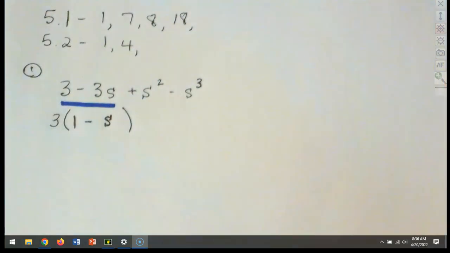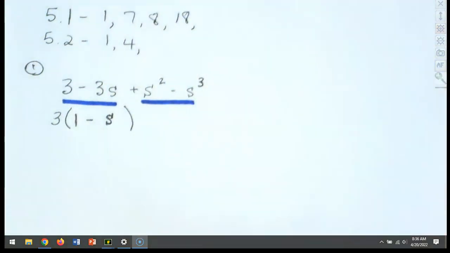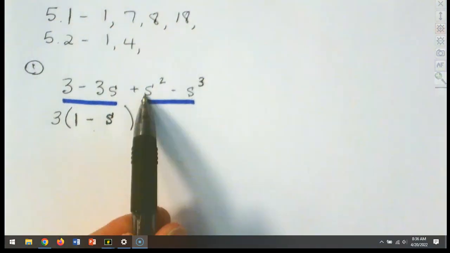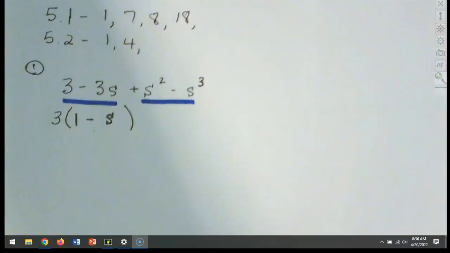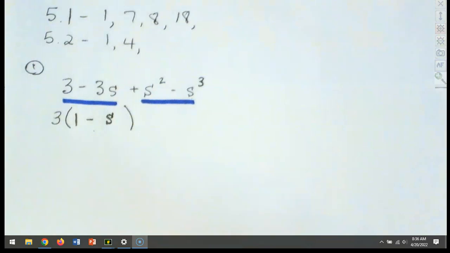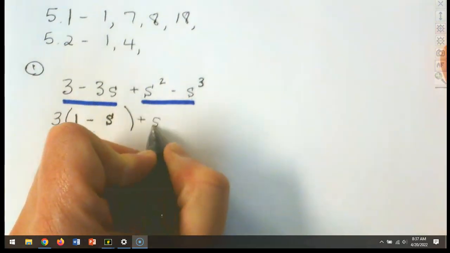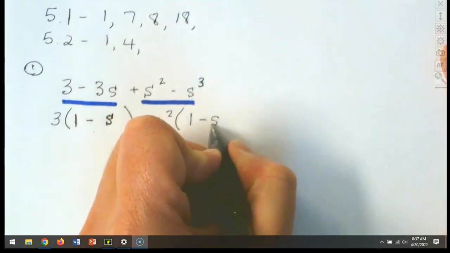Now, when we look at the second grouping, we need to make sure that it looks at the end like this one. So when we look here, we look at these s's. They both have s's in common. Now, what do we always factor out with these? We always factor out the lowest power. So what's the lowest power here? S squared. So we're going to take out an s squared. We always take out the lowest power, and that leaves you with the 1 minus s.